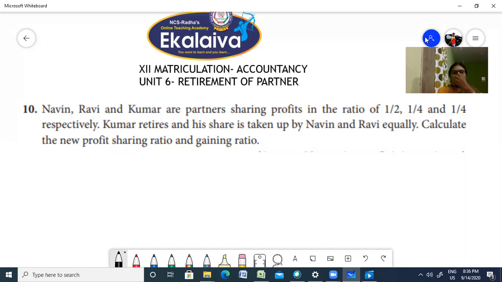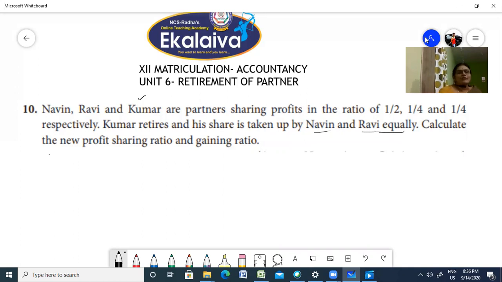Today I am going to teach you another problem. We are going to calculate the profit sharing ratio and gain ratio. Naveen, Ravi and Kumar are partners sharing profit in the ratio of 1/2, 1/4 and 1/4 respectively. Kumar retires and his share is going to be taken by Naveen and Ravi equally. Calculate the new profit sharing ratio and gain ratio.